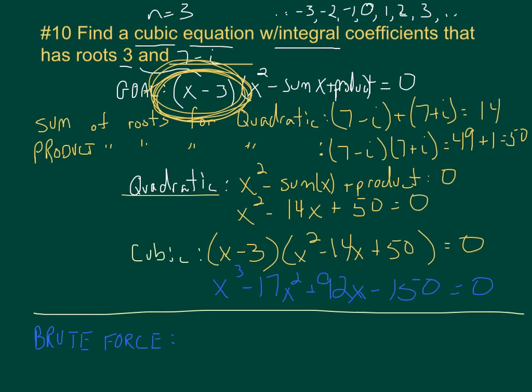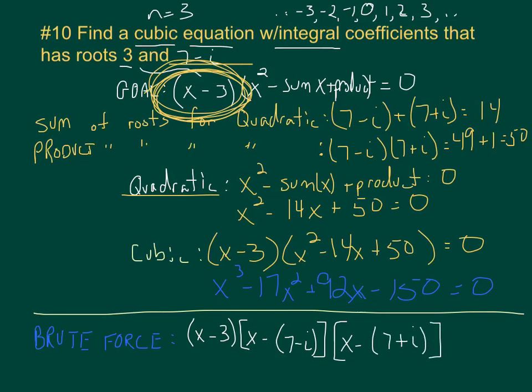Now that was doing the problem with Theorem 5, the sum and the product method. You could have also, if you wanted to, done brute force. You could have done, okay, x minus 3 is one of the factors, x minus 7 minus i is one of the factors, and x minus 7 plus i is one of the factors. That does not sound appealing. And you could have multiplied that all out, and you would have gotten this blue equation right here. I highly recommend knowing the shortcuts. But you could have done that brute force. Don't recommend it. Would have worked.